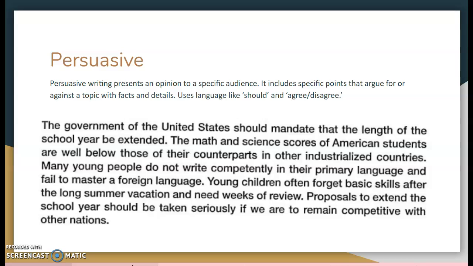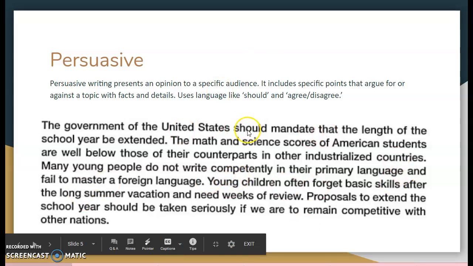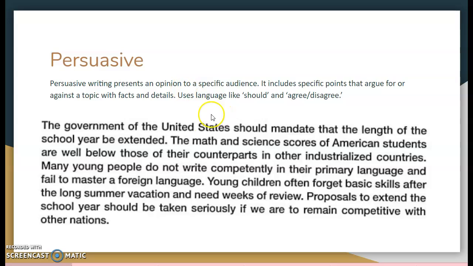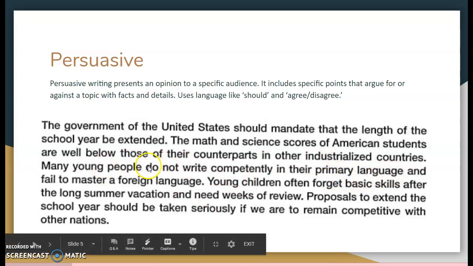Or should we be allowed to have soda at school? So usually you have facts and details in persuasive writing because you're trying to get somebody to believe or to go with what you're saying. So like in this one, it's talking about the school year being extended.